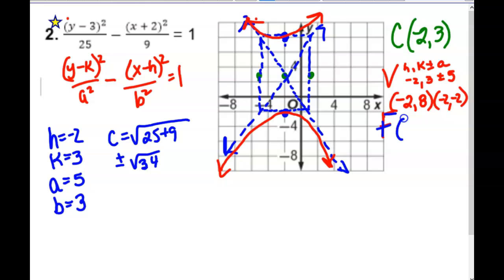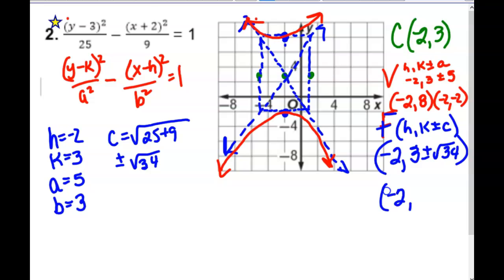the equation is H comma K plus or minus C, I'm guessing. Did I get that right? So that would be -2 comma 3 plus or minus the square root of 34. Which you could leave, but can you give me a couple decimals so we know we got them in the right spot? 3 plus the square root of 34 is 8.8. And 3 minus the square root of 34 was what?